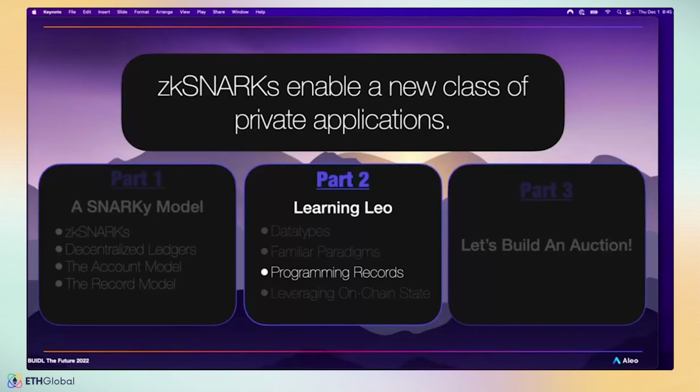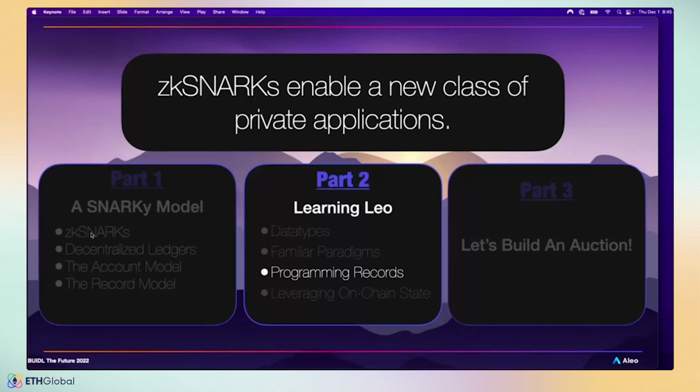So that is the record model. This is a powerful paradigm. We can create private tokens, and really can create a lot of applications in a different model that create privacy effectively.